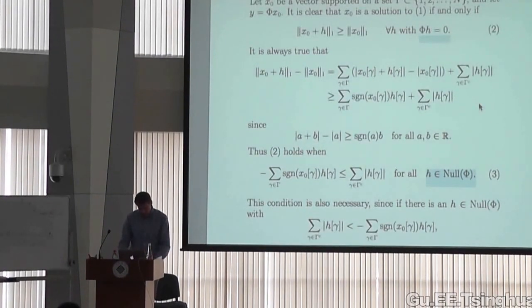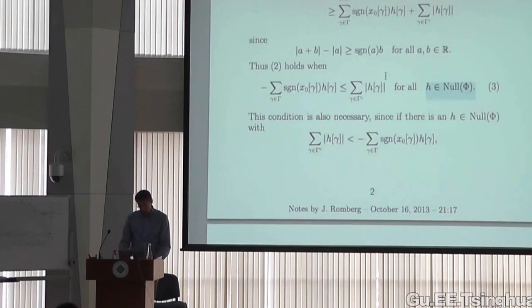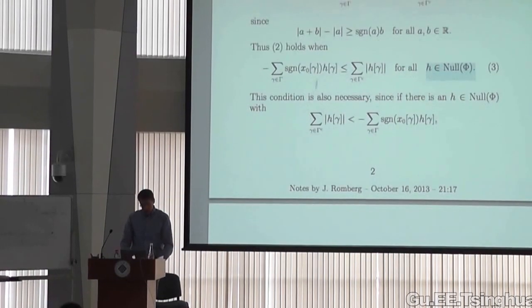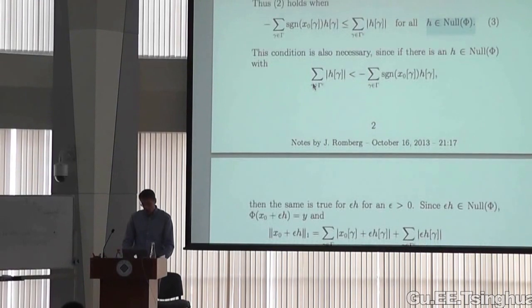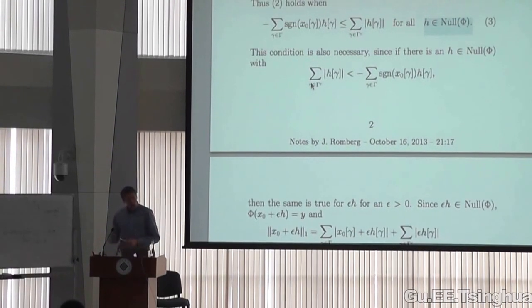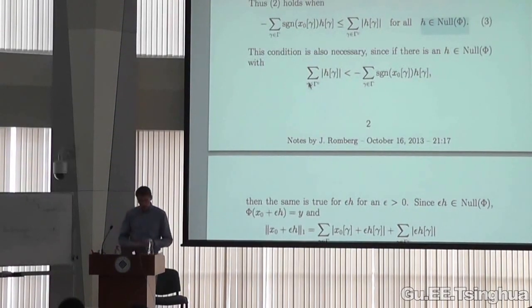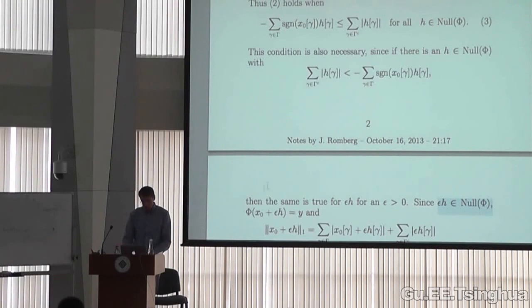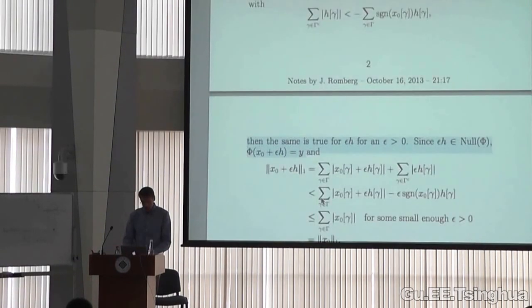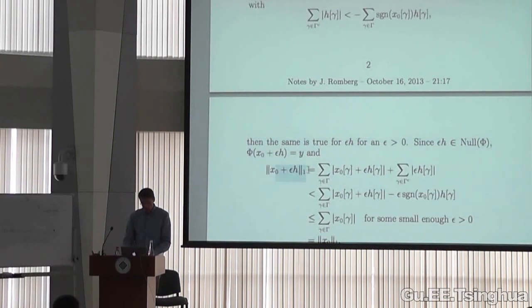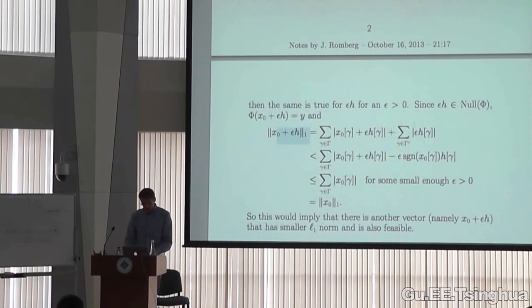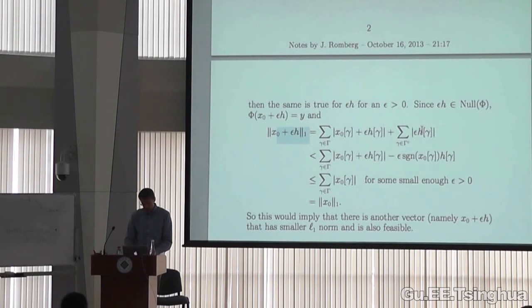Okay. So that's good. That's necessary. That's sufficient. The condition also happens to be necessary. If h is in the null space, then epsilon h has to be in the null space, right? So that means that, of course, phi x naught plus epsilon h equals y. And then if I look at the L1 norm of that vector, I can again break it up in the same way I did before.